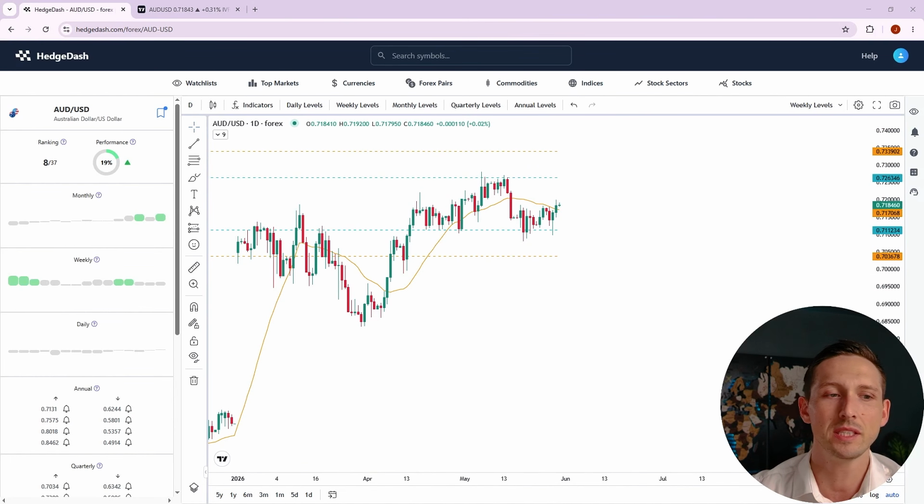AUDUSD. Now this is a market, if I was kind of neutral on US dollar yen, I'm also kind of neutral on this market because both these currencies are fairly strong. However, one thing I will notice is this.